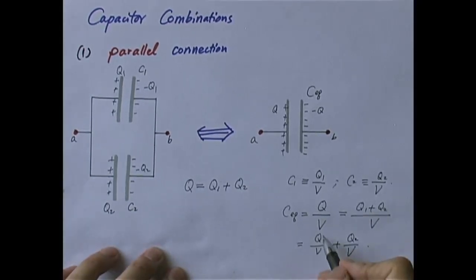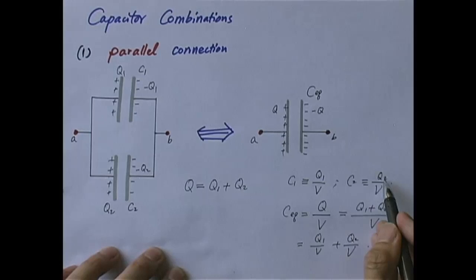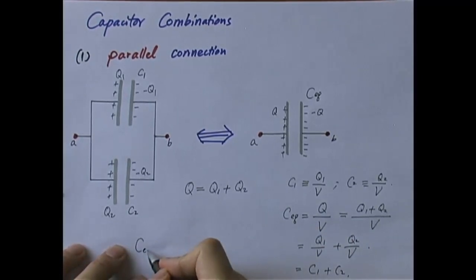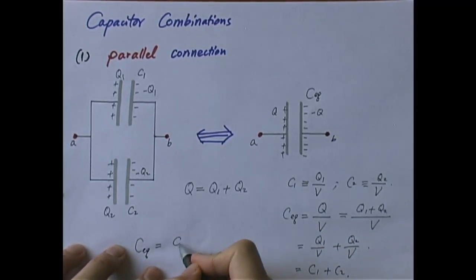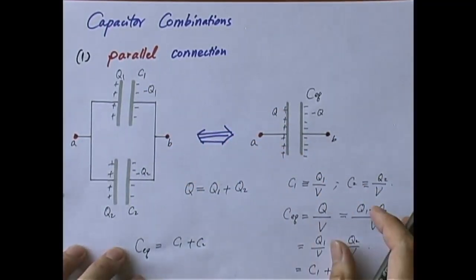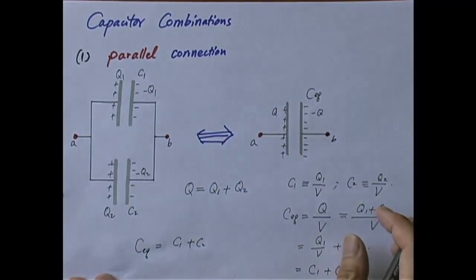But wait a second, what is Q1 over V anyway? Isn't that C1? Hey, what about Q2 over V? That's just C2. So it's just C1 plus C2. See how simple that is? Okay, so C equivalent equals C1 plus C2, if I have two capacitors connected in parallel. Okay, now does this make sense?